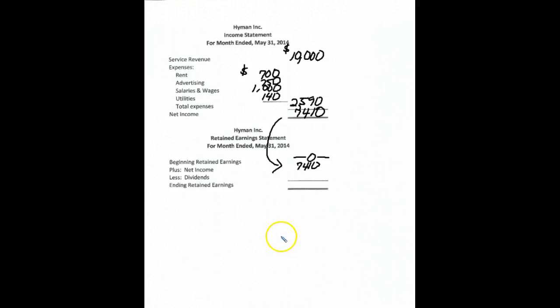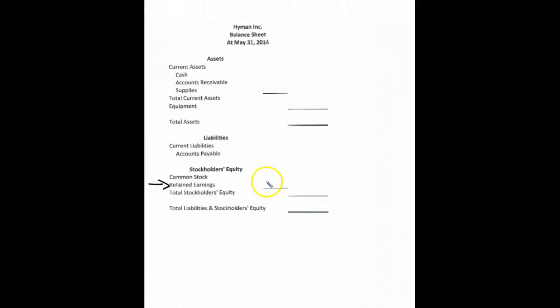So back on that horizontal model, we did have a dividend. That was my mistake. So anyhow, put our $500 dividend here. So that will net to $6,910. And then that'll go forward to the balance sheet. Retained earnings.